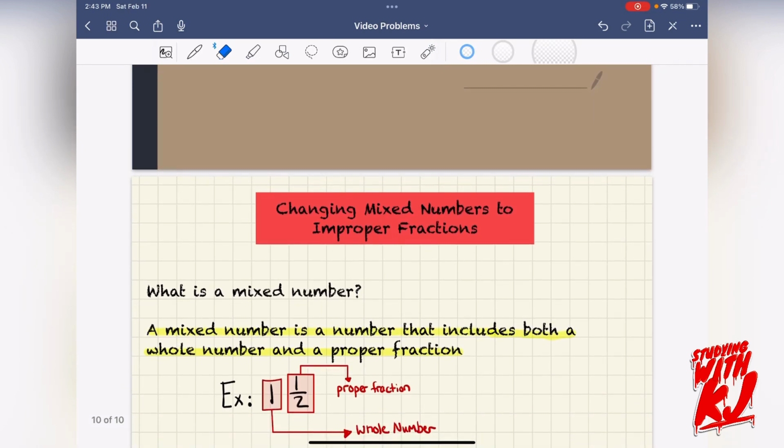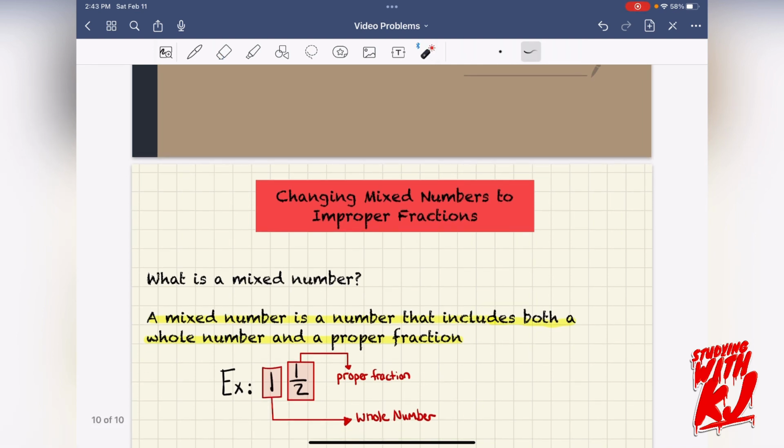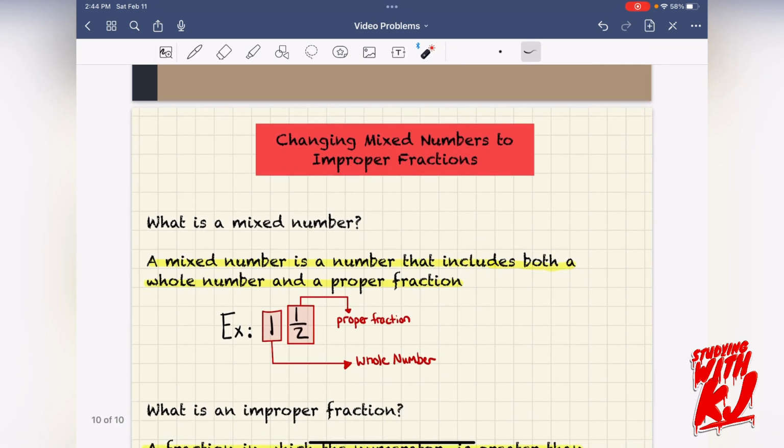So first, a mixed number is a number that includes both a whole number and a proper fraction. Now, I have an example of what a mixed number looks like below. This example reads 1 and 1/2. Now, this 1 is considered the whole number of our entire mixed number. This 1/2 is considered the proper fraction of our entire mixed number. Got it?